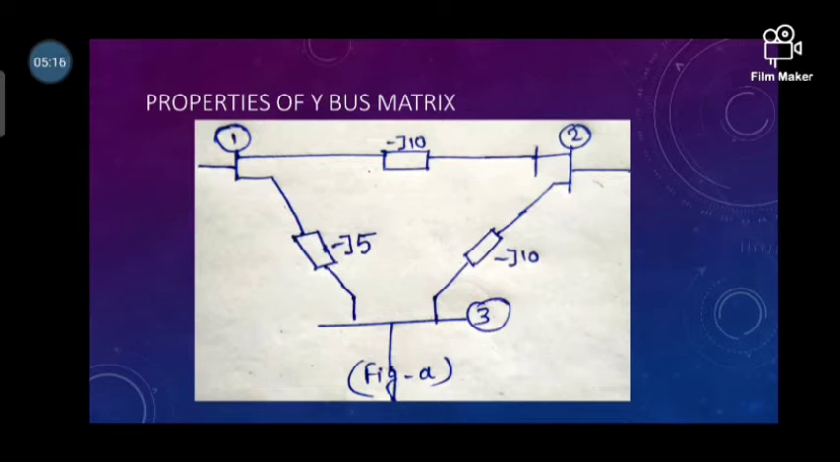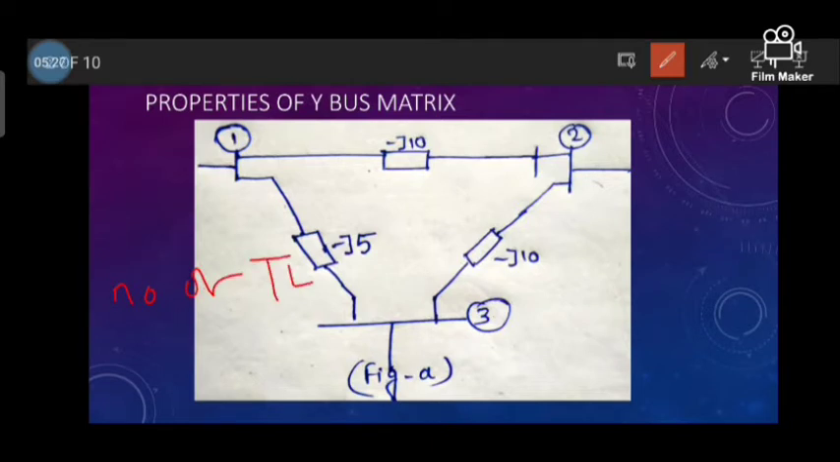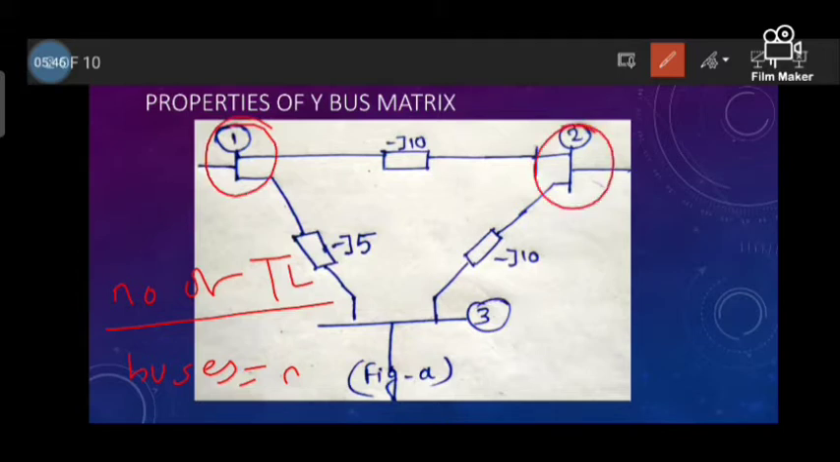Okay, so let's go to property number 4. What does property number 4 say? It is about the number of transmission lines. The formula for the number of transmission lines tells how many transmission lines the power system contains. I am writing here the number of buses is equal to n, means this is bus 1, bus 2, bus 3, like that n buses are connected in the transmission line. So buses equal n and the sparsity is equal to x.